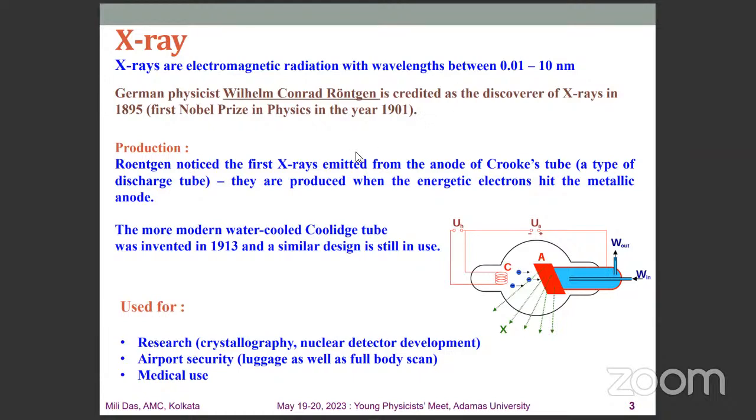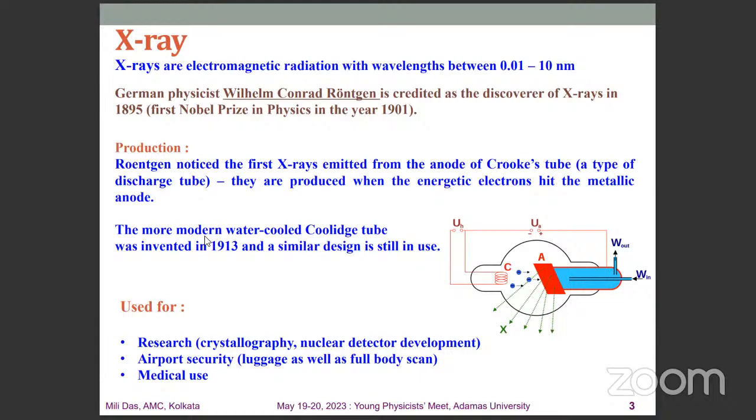Now, the production of X-rays. Röntgen first noticed X-rays emitted from the anode of a Crookes tube, a type of discharge tube. This is the Crookes tube, where there is a cathode and an anode, with an accelerating potential, and water in and water out for cooling. X-rays are produced when the energetic electrons hit the metallic anode.